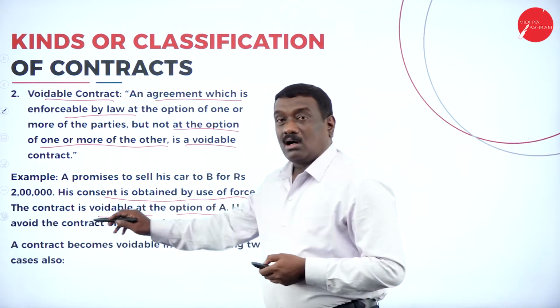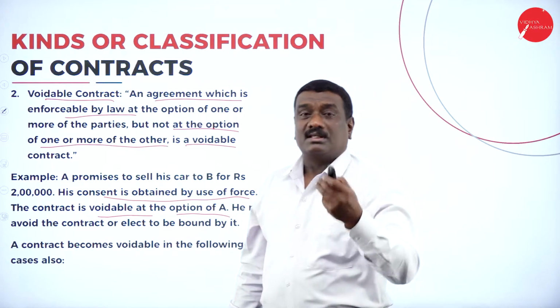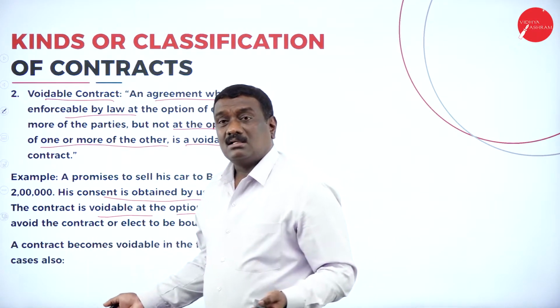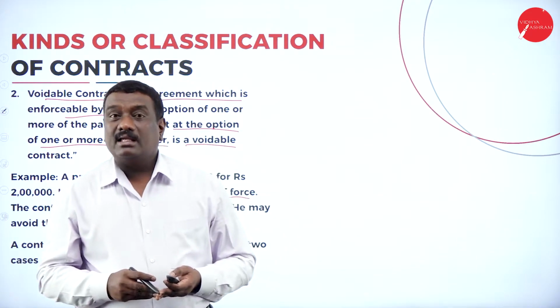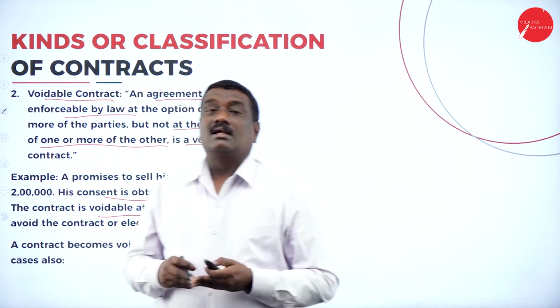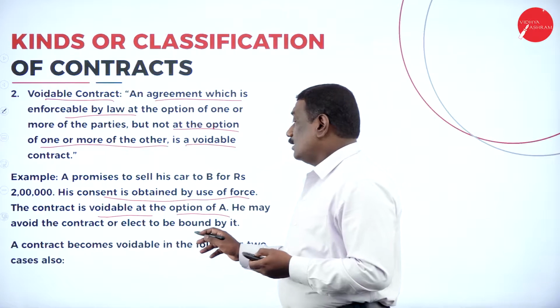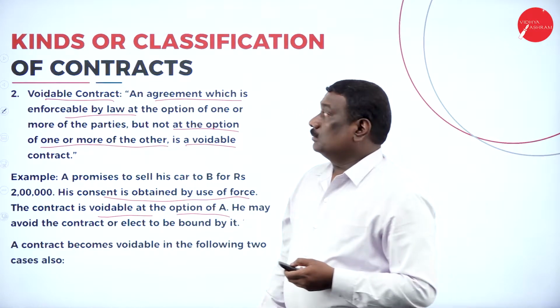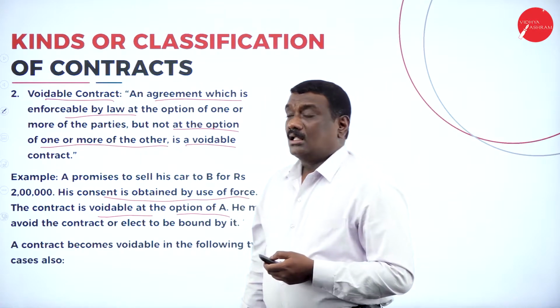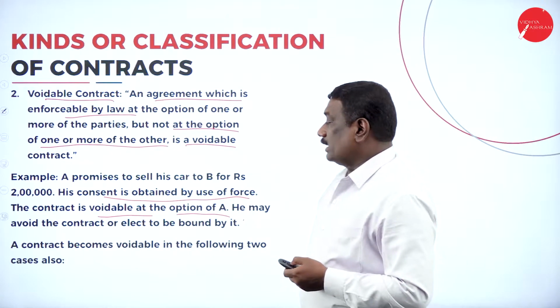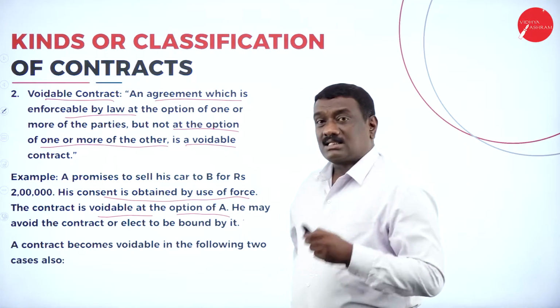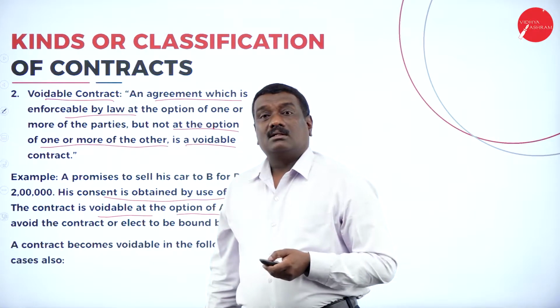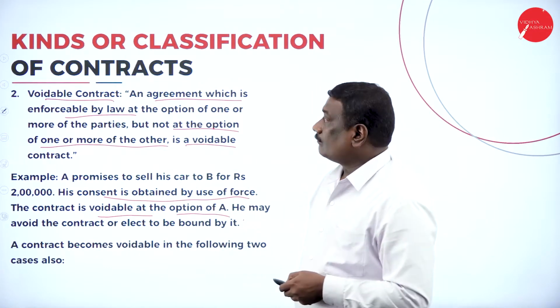So he may avoid this contract. B may avoid this contract because it is by use of force by the other party, that is A. So this is about the voidable contract. Now, the contract becomes voidable in the following cases. There are some cases where the contract becomes voidable.